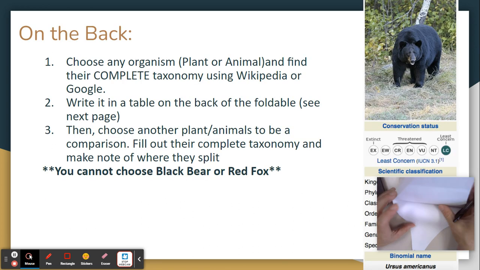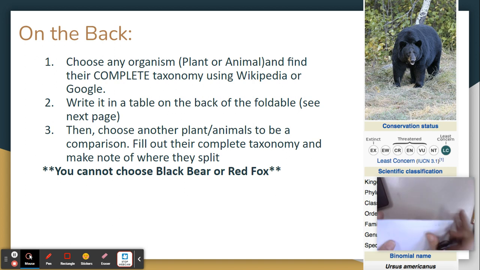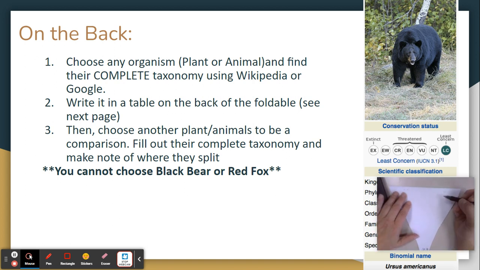Now it says on the back, so you're going to take your foldable on the back, and you are going to choose any organism, plant, or animal to find their complete taxonomy on Schoology. I know you're not supposed to use Wikipedia, but that's probably one of the first things that's going to come up, and it's probably pretty accurate. And you're going to put it in a table format, and then you're going to choose another one for a comparison matrix. You cannot choose black bear or red fox because the answers are on this.